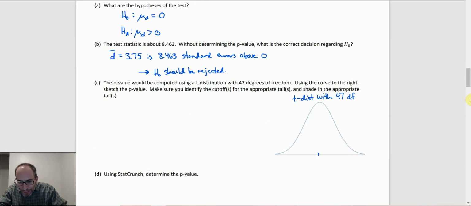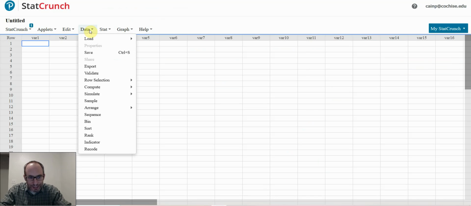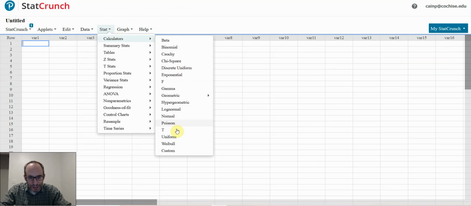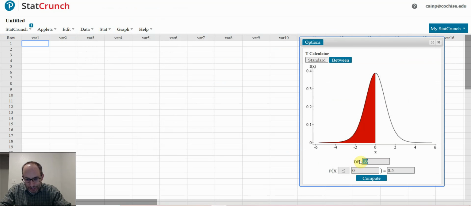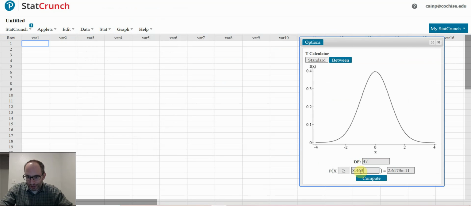And the thing that we'd be looking for, so that's a t-distribution. It's centered at 0. 8.463 is actually farther out into the tail than that by quite a bit. But I wanted to make this so I could actually have a tail to color in. So let's see what we get. If we go to StatCrunch, I want calculators, t, 47 degrees of freedom, and then greater than or equal to 8.463. Tiny. 2.617 times 10 to the negative 11th.